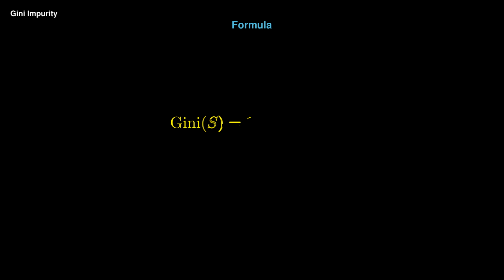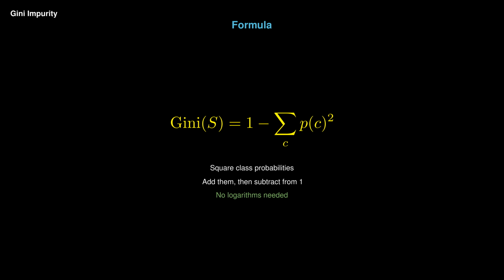Gini impurity. Entropy works well, but there's a simpler impurity measure used widely in practice. It's called Gini impurity. It often gives the same split decisions, with lighter computation. Gini of S equals 1 minus the sum of P of class squared. You square the class probabilities, add them up, subtract from 1, no logarithms involved.